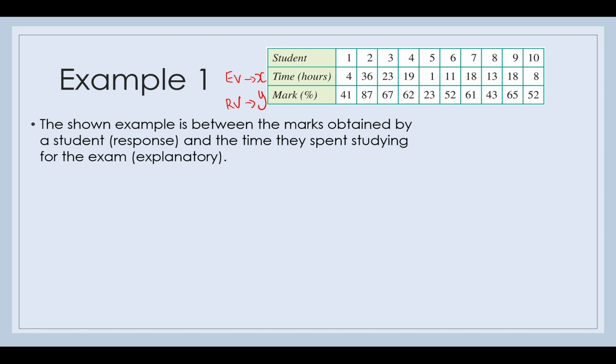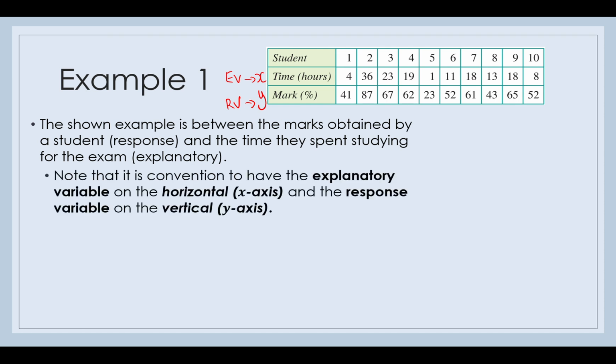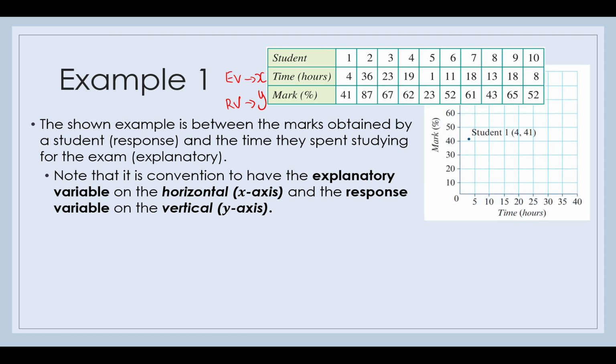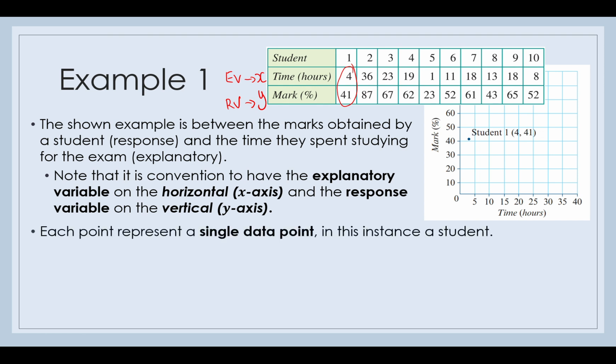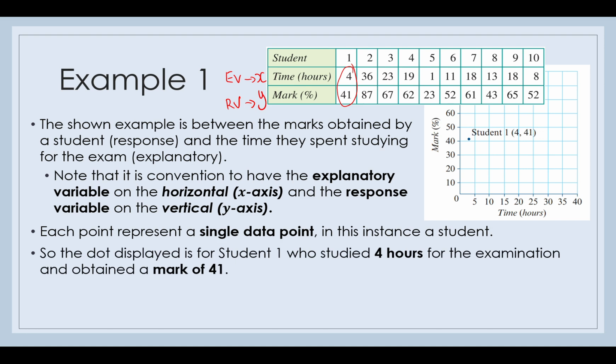So we are using time to explain the mark, or time in hours used to explain the mark. Here's a summary of that: the explanatory variable on the horizontal axis and the response variable on the vertical or y-axis. The skill that you need to be able to do is plot these. The first one has in fact been plotted for you, and as you continue through that, each dot represents a single data point. You do not need to label every single student 1, student 2, nor the actual coordinate itself. That would take too long. You simply just need to put the dot or the single data point.